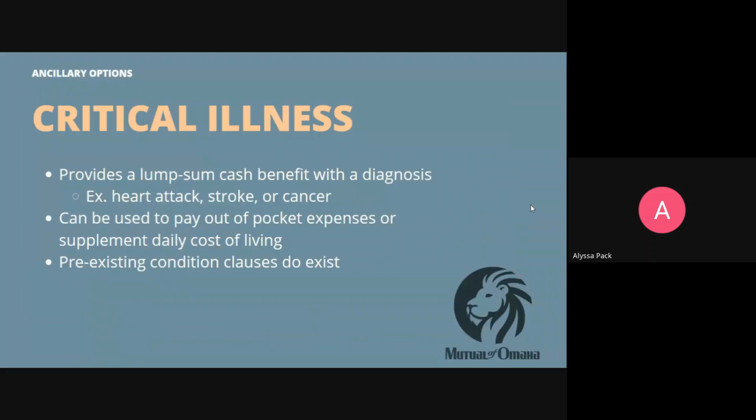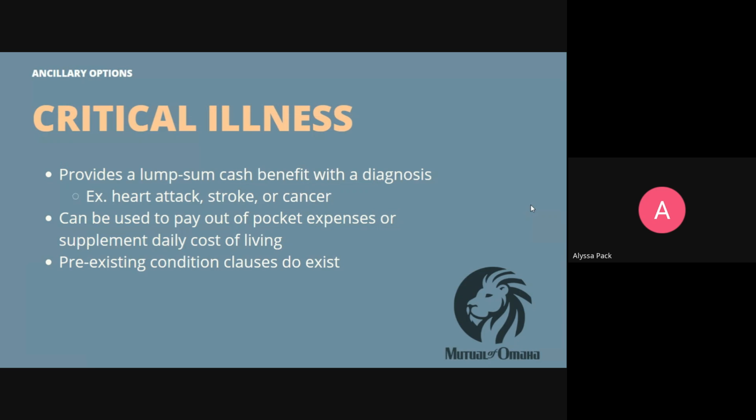Another additional option that we have access to is called critical illness. This is what they call kind of like sleep medicine, right? It's just a bonus. It's a lump sum cash benefit with the diagnosis. So heart attack, stroke, or cancer are examples. And that cash benefit can be used to pay your deductible, out-of-pocket expenses, supplement your daily cost of living. Maybe you have more travel because of this, more medical needs. Just to help supplement some of those.